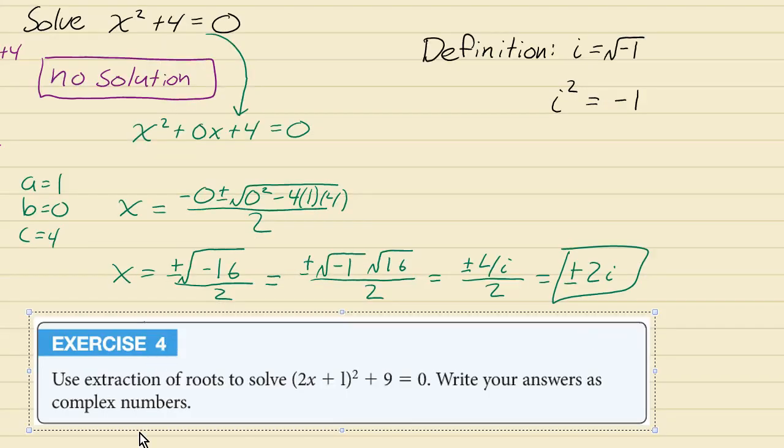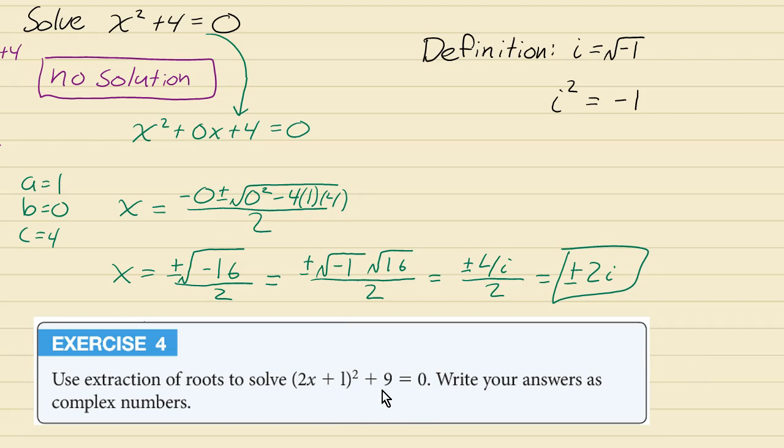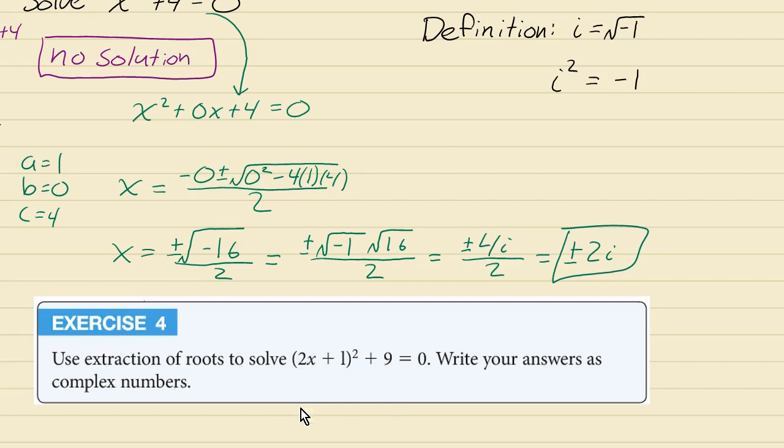Here's an exercise for you to get a little practice with this. You're going to subtract the 9 from both sides, and so you'll have a negative 9, and then you'll be taking the square root of negative 9. You can still check your answer in the book with this, but definitely do it on your own.